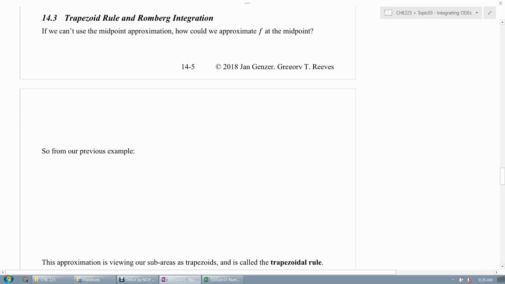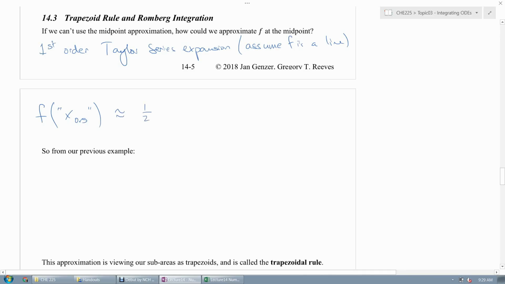Well, one thing you can do is you can use a first order Taylor series expansion. In other words, assume f is a line. And if that's the case, then f evaluated at this fictional point, x a half, is approximately equal to 1/2 f at x0 plus f at x1.